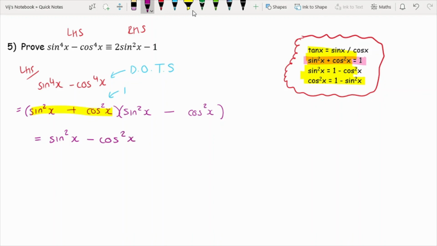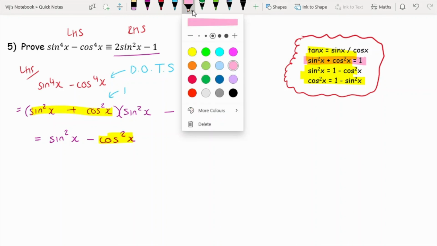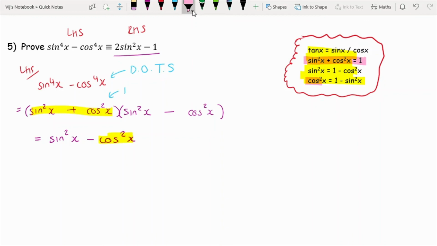Now unfortunately at this point it still doesn't equal what I want it to. Because the right hand side just involves sine x, I need to get rid of the cos squared x. So I look to my trig identities and ask, is there anything that involves cos squared x that's written as something involving sine x? Well, lo and behold, yes there is.